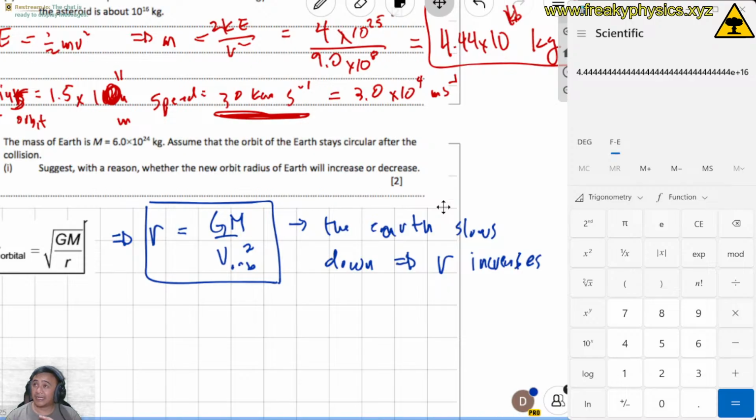And then we know that the formula for gravitational energy for orbital stuff has a negative sign to it, right? The R becomes bigger in that case because the energy becomes closer to zero. So anyway, the Earth slows down and R increases.